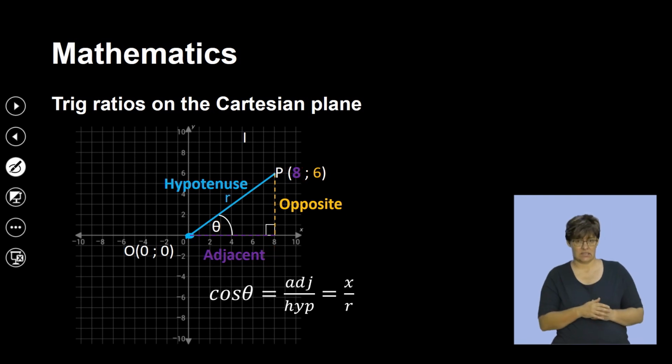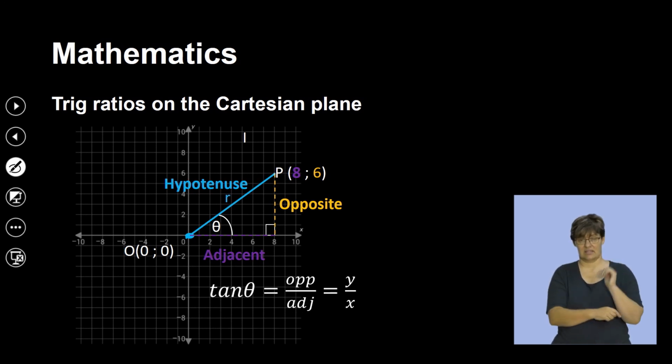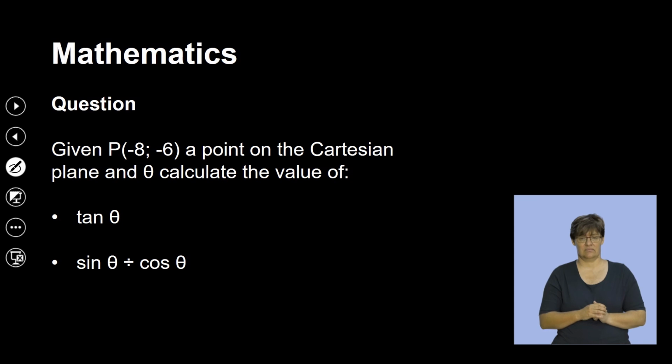And with this, if I want to find cos, it will be adjacent over hypotenuse, which is x over r. And then lastly, tan theta will be opposite over adjacent. Remember, my opposite is y and my adjacent is x, therefore that's y over x.